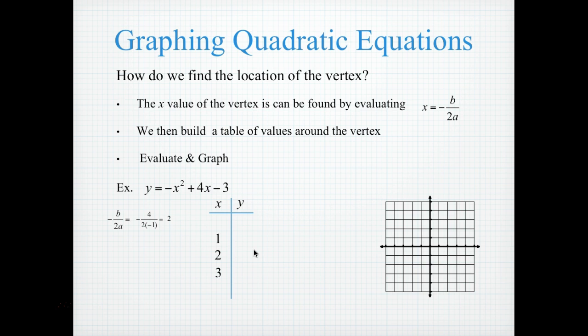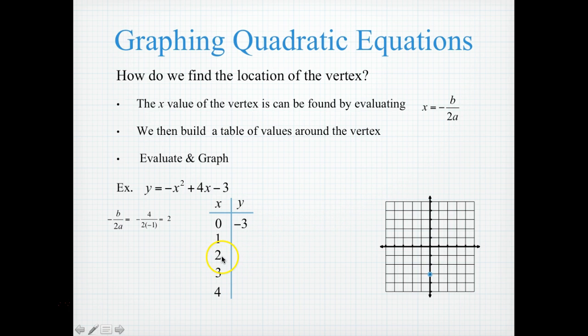From there, I fill in the x values by selecting coordinates that surround the vertex. So the values that surround 2 are 1 and 3, and the values around that are 0 and 4. So these are the x values that I'm going to use for my table, and then I'm going to find their corresponding y values. When I plug in 0, 0 squared is 0, plus 4 times 0 is 0, minus 3. So the corresponding y value is 0.